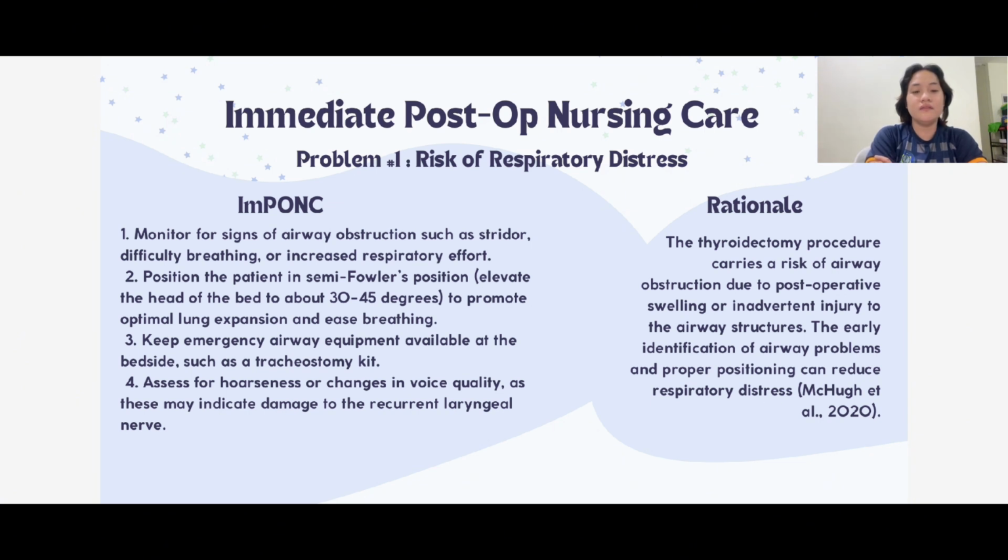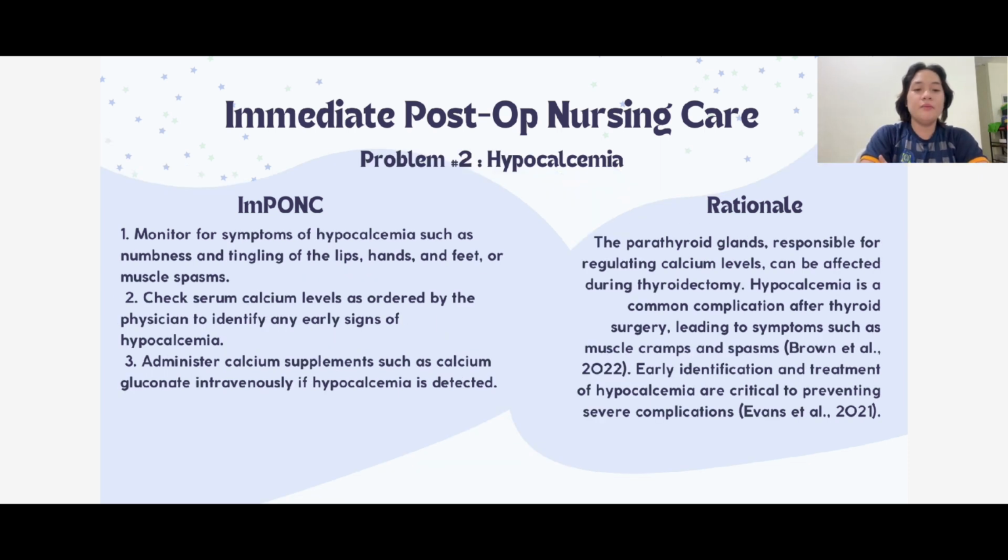The early identification of airway problems and proper positioning can reduce respiratory distress. Problem number 2, hypocalcemia due to inadvertent damage or removal of the parathyroid glands. Number 1, monitor for symptoms of hypocalcemia such as numbness or tingling of the lips, hands, and feet, or muscle spasms. Pay particular attention to Chvostek's sign and Trousseau's sign.